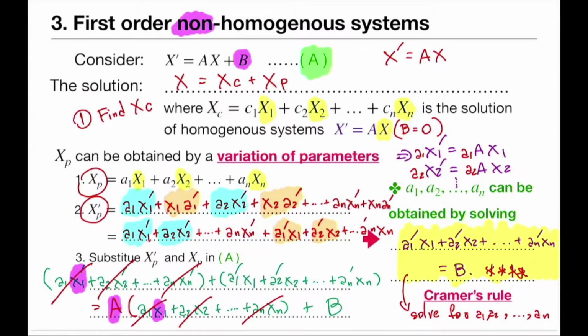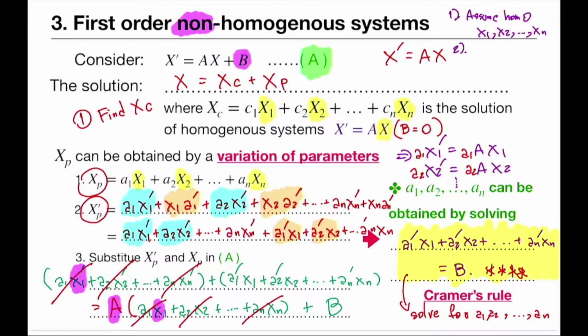Okay, it's pretty much the same as the variation of parameters that we did in chapter 2. So let me sum it up here. To solve the non-homogeneous systems, first, we assume that it's homogeneous. Let me write it down here. First, we assume homo. And then we get x1, x2 till xn using the previous sections.